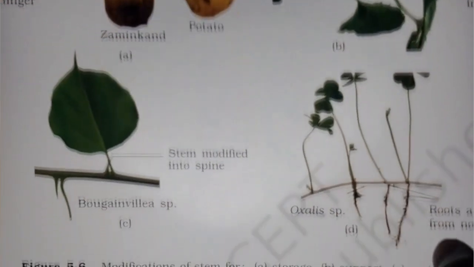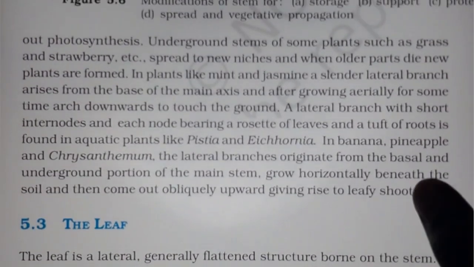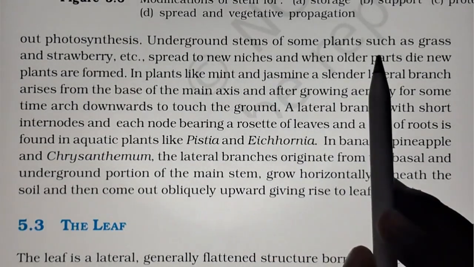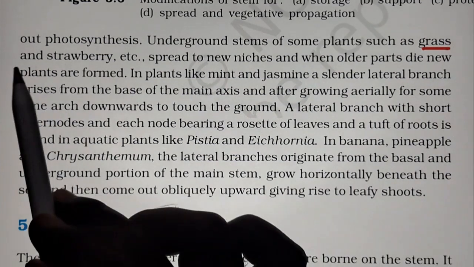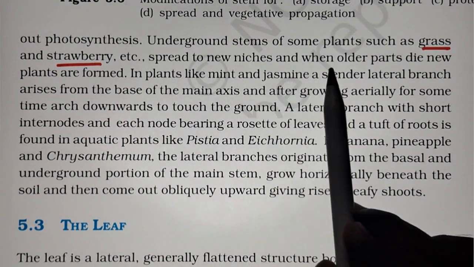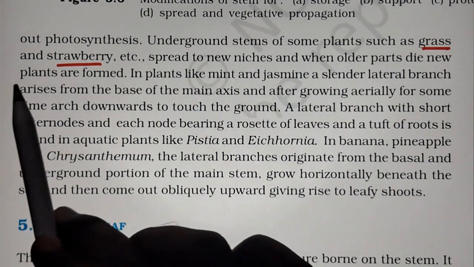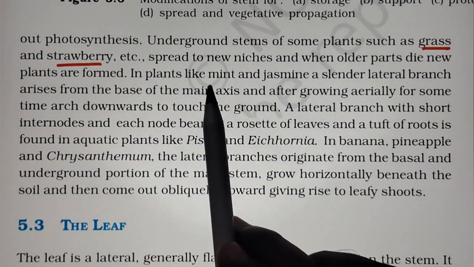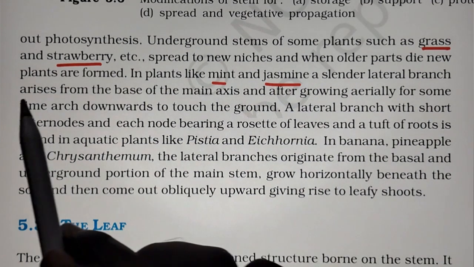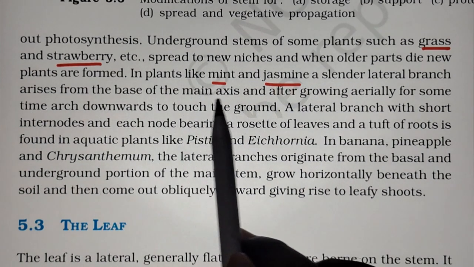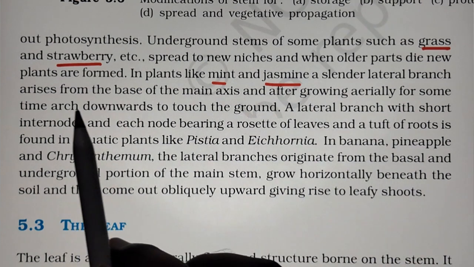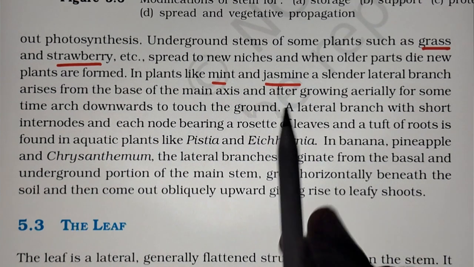Next, underground stem. Underground stems of some plants such as grass, strawberry, etc. spread to new niches, and when the older part dies, new plants are formed. In plants like mint and jasmine, a slender lateral branch arises from the base of the main axis and, after growing aerially for some time, arches downwards to touch the ground.